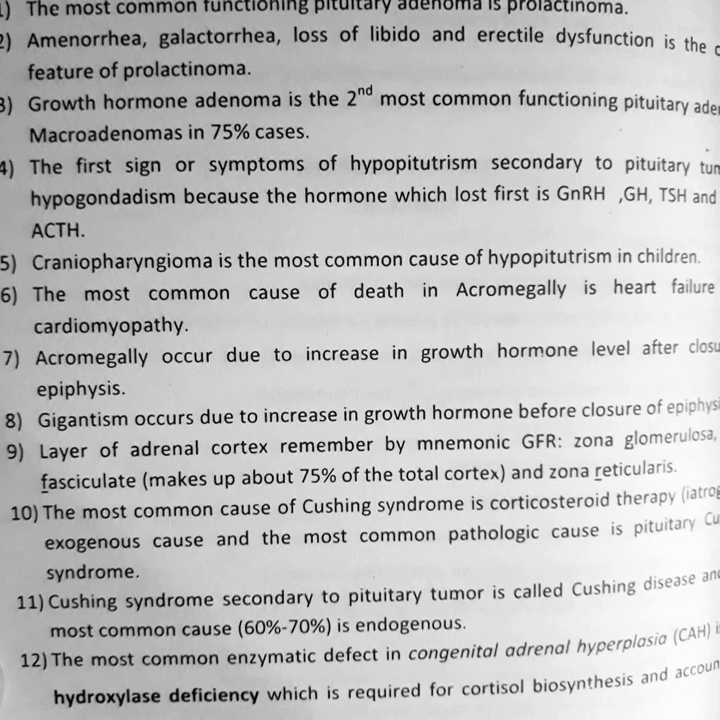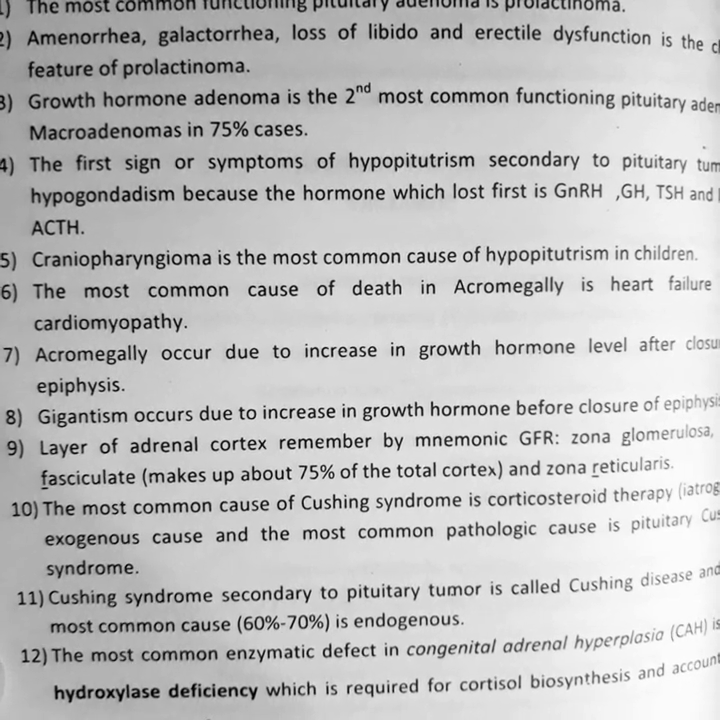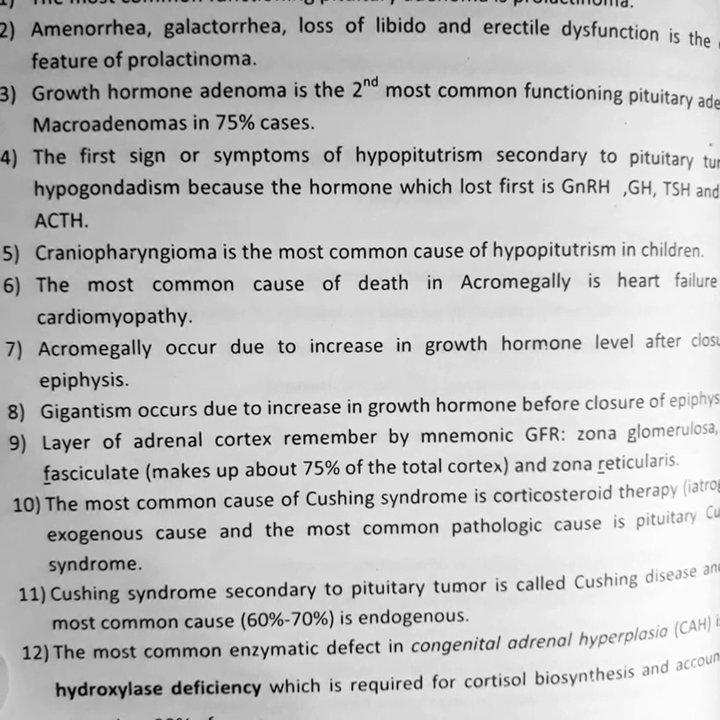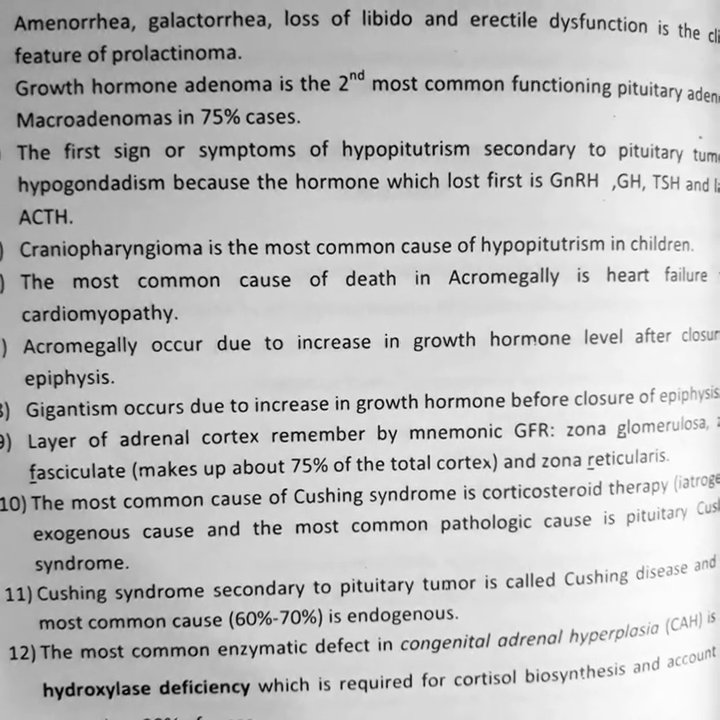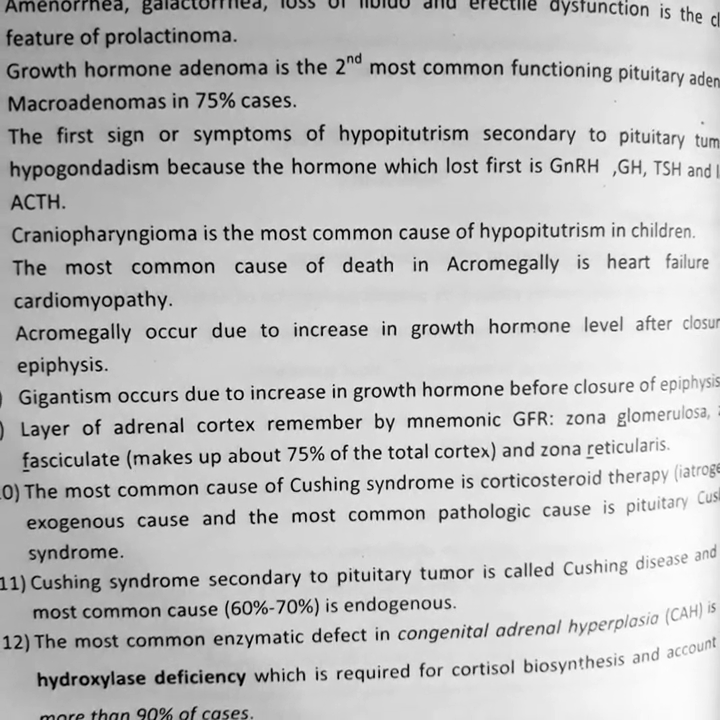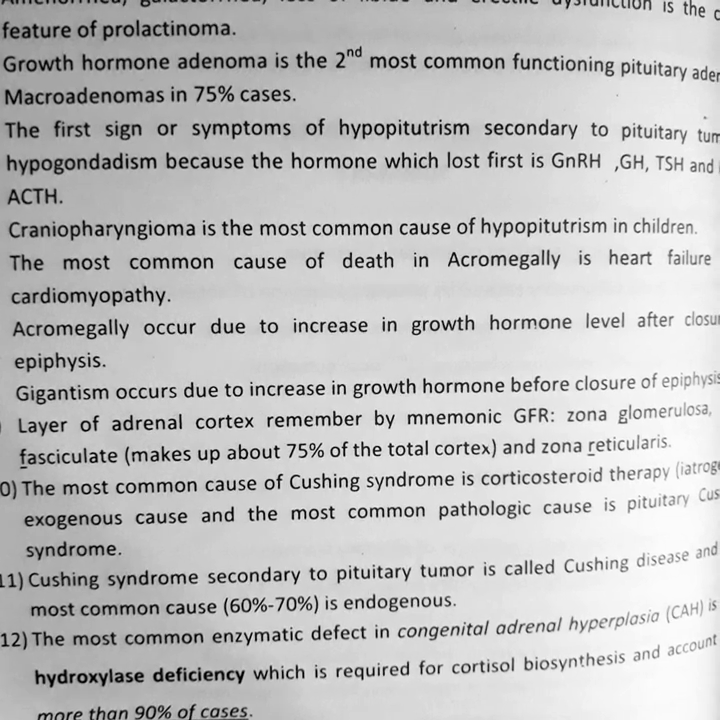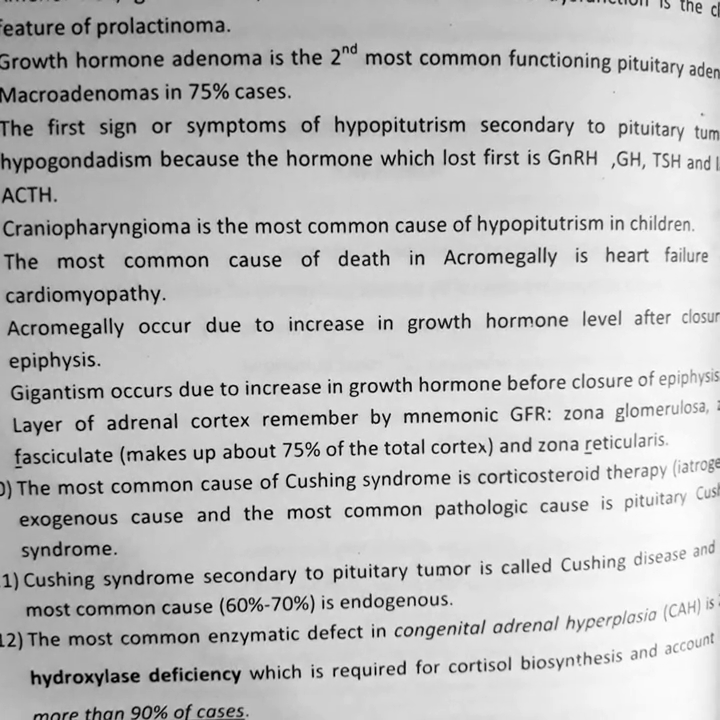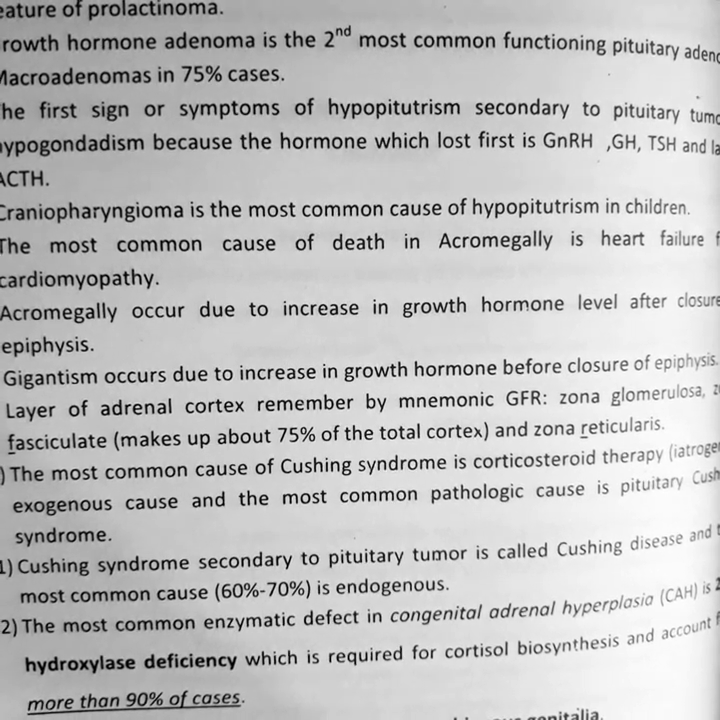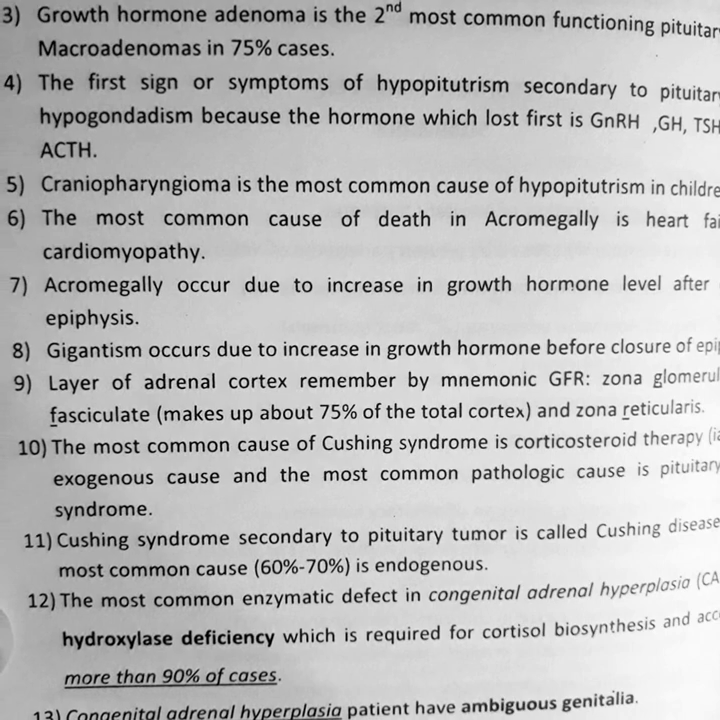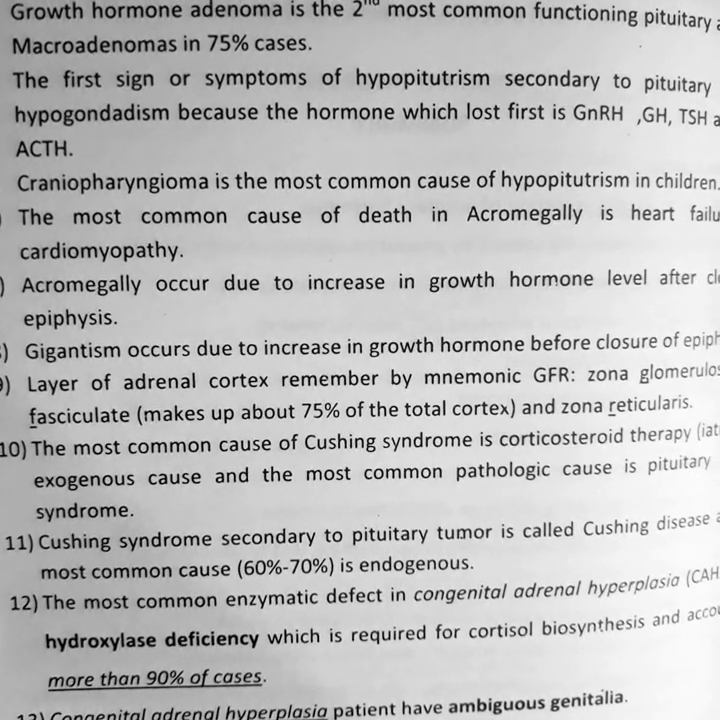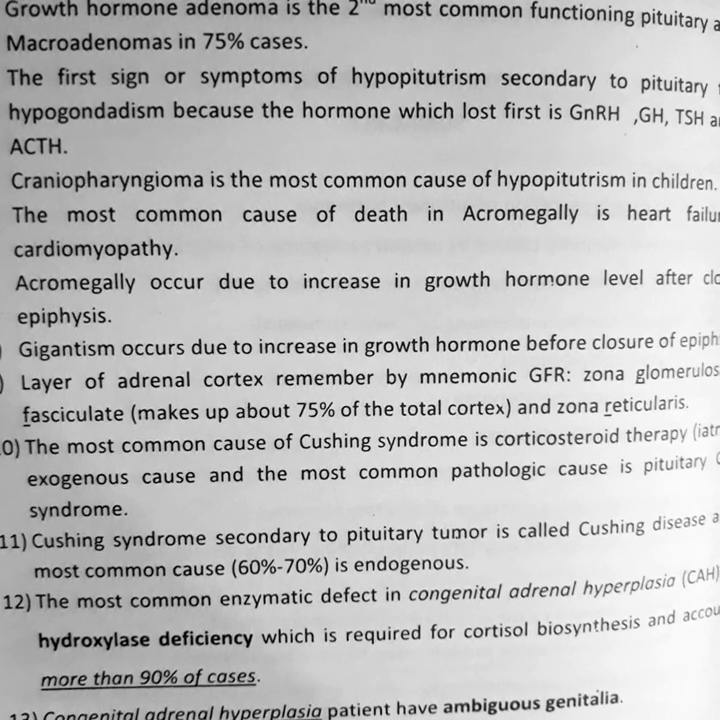Growth hormone adenoma is the second most common functioning pituitary adenoma, macroadenomas in 75% of cases. The first signs and symptoms of hypopituitarism secondary to pituitary tumor is hypogonadism, because the hormone which is lost first is gonadotropins, then growth hormone, TSH, and the last one is ACTH. Craniopharyngioma is the most common cause of hypopituitarism in children.